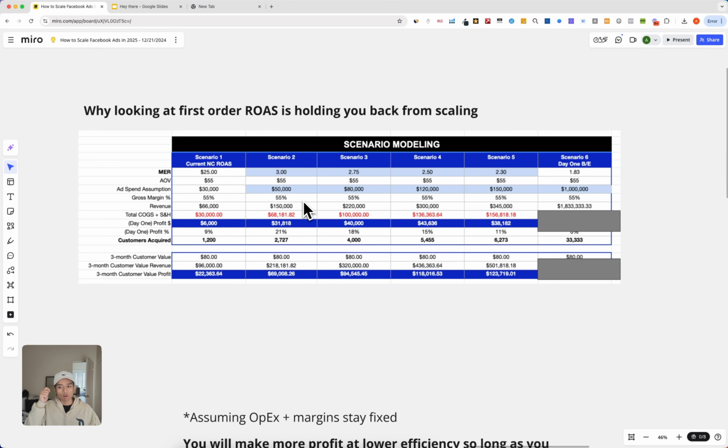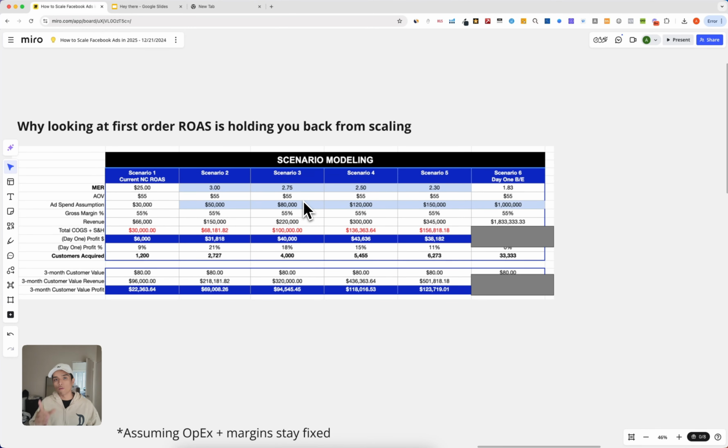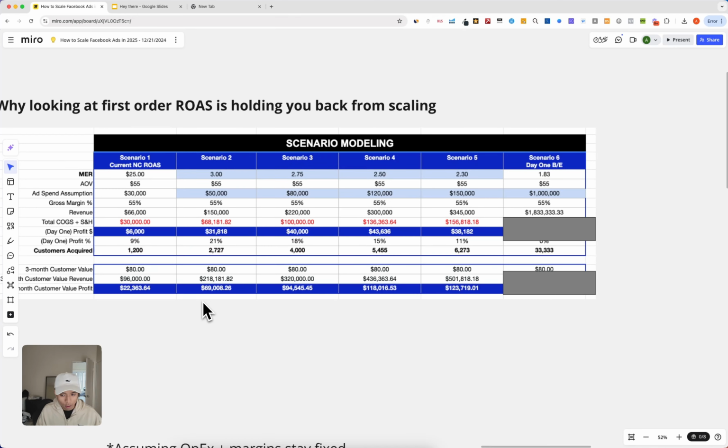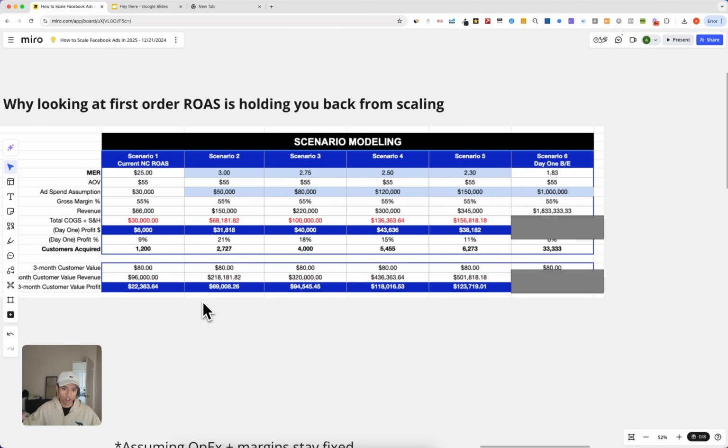And you need to understand, so long as you supply a sufficient enough increase in the volume of ad spend, you can offset the loss of efficiency with more volume and walk away with not only more day one profit, but more customers acquired, which means more LTV, which is a longer term benefit of not holding yourself and pigeonholing yourself to an arbitrary ROAS target.